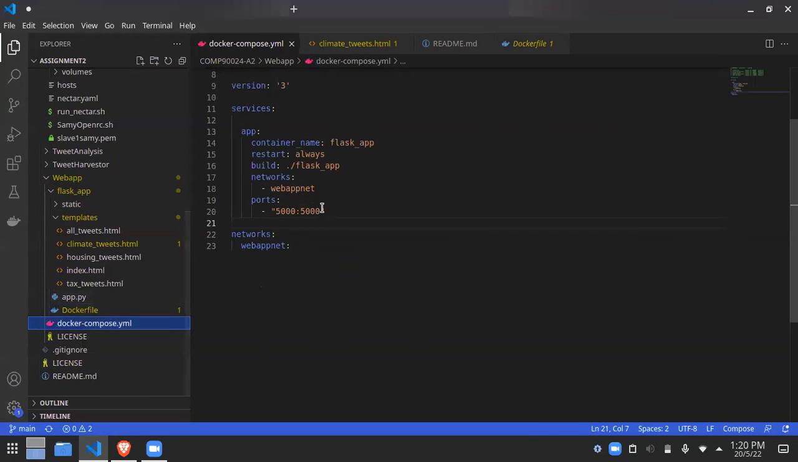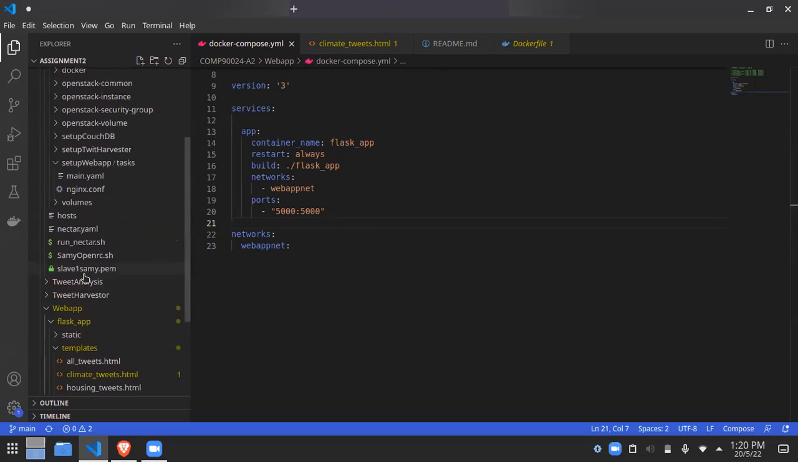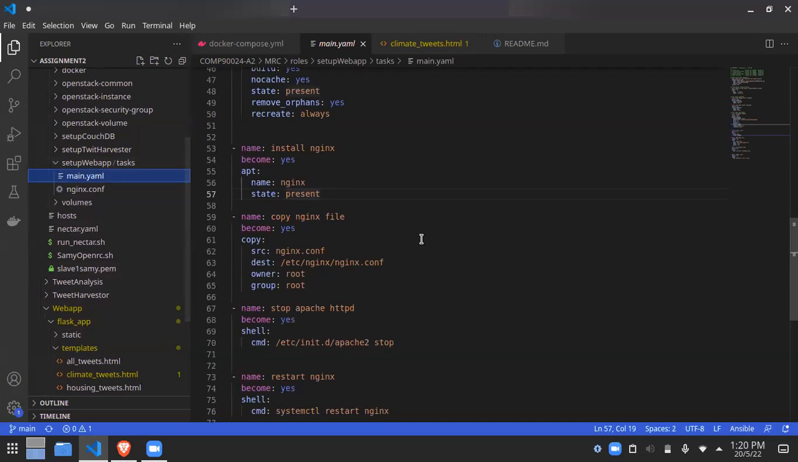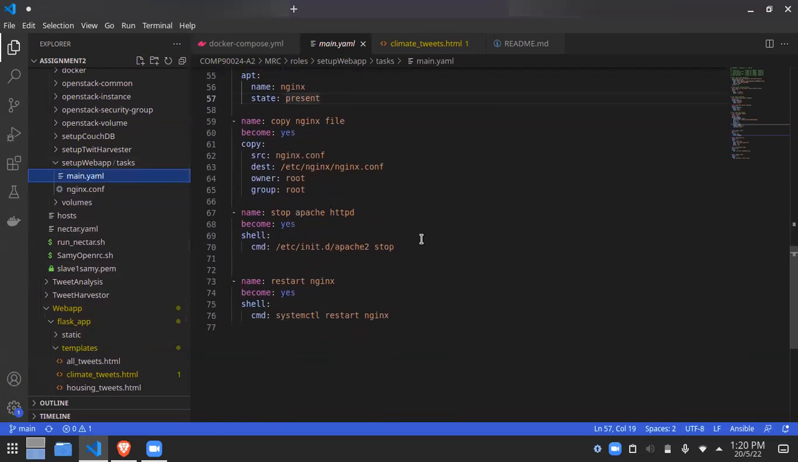Right. Where did we go with that? Yeah, and then while installing, since in our common file we earlier installed Apache, we need to stop it, update the file, and then restart the Nginx server in order to get it completely working.